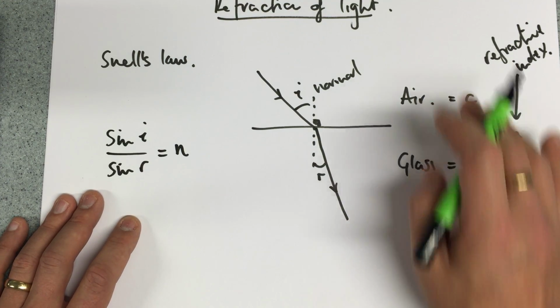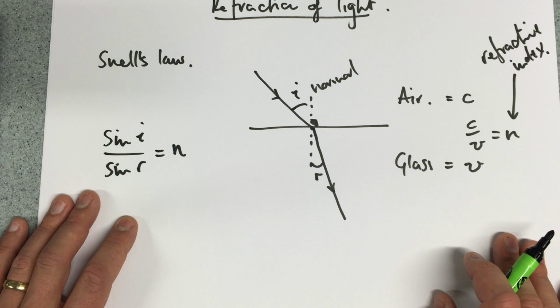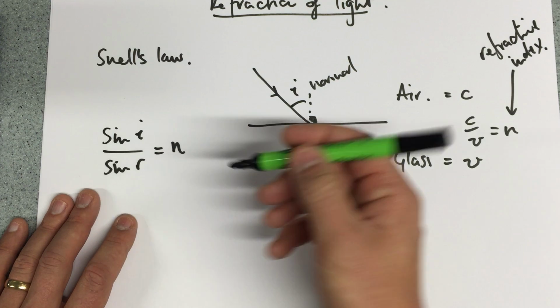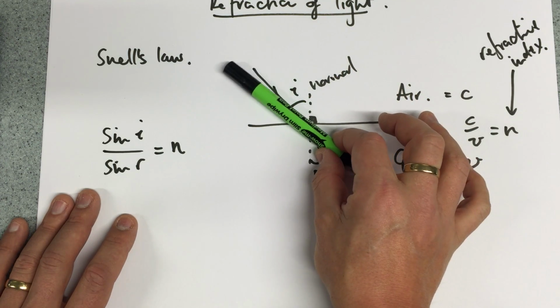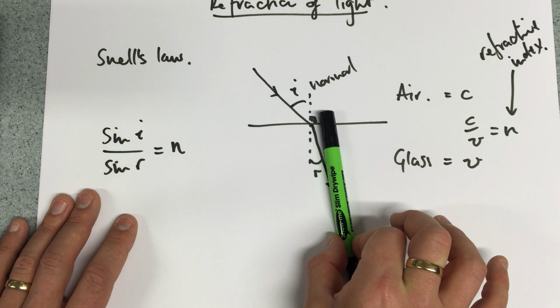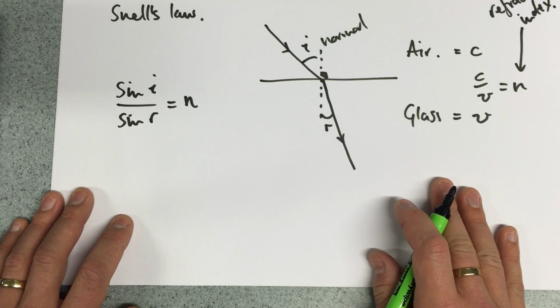I won't go through the proof. I think I've done that in another video lesson. I'll put a link below. Good, so what are we going to have to do? Well, in order to test this theory, we're going to have to get a range of incident angles, and then measure a range of refracted angles, and then apply this sine function, this mathematical function, to it.